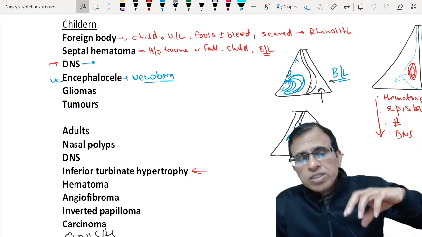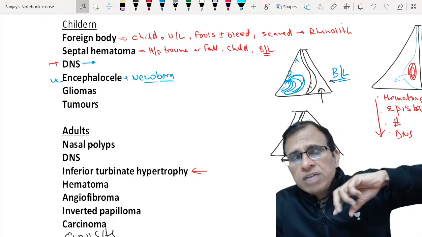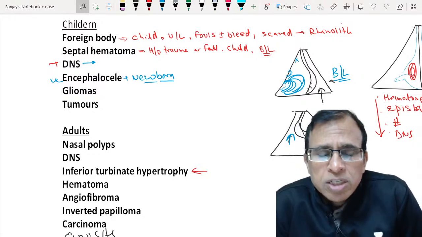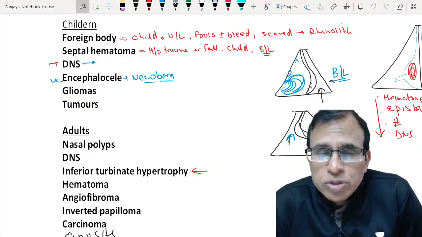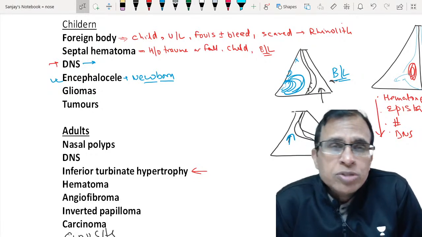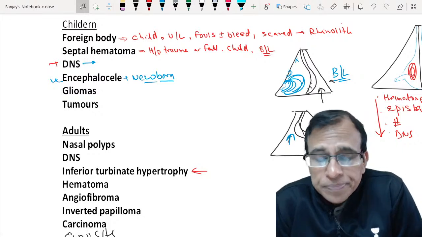Most of these encephaloceles still have a connection with the nasal cavities. So because it is a blocked nose, it will cause some discharge also. The discharge of the nose cannot flow back, so there is discharge from the nasal cavity, and they often get infected. So sinusitis, rhinitis, foul smell, all that may be there.